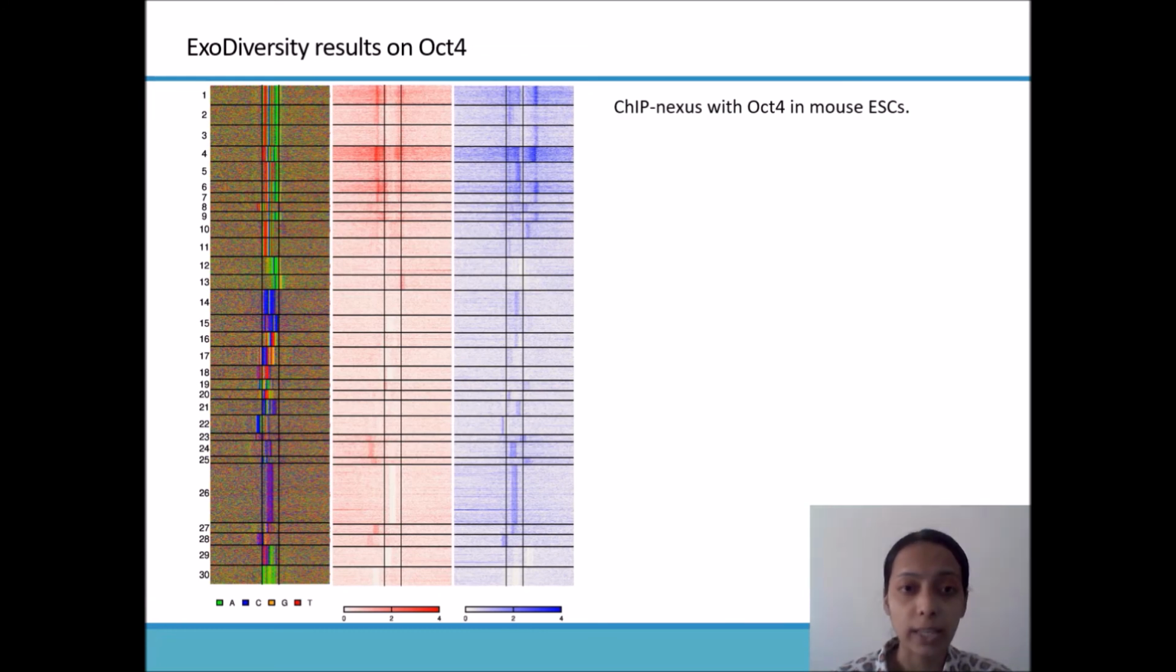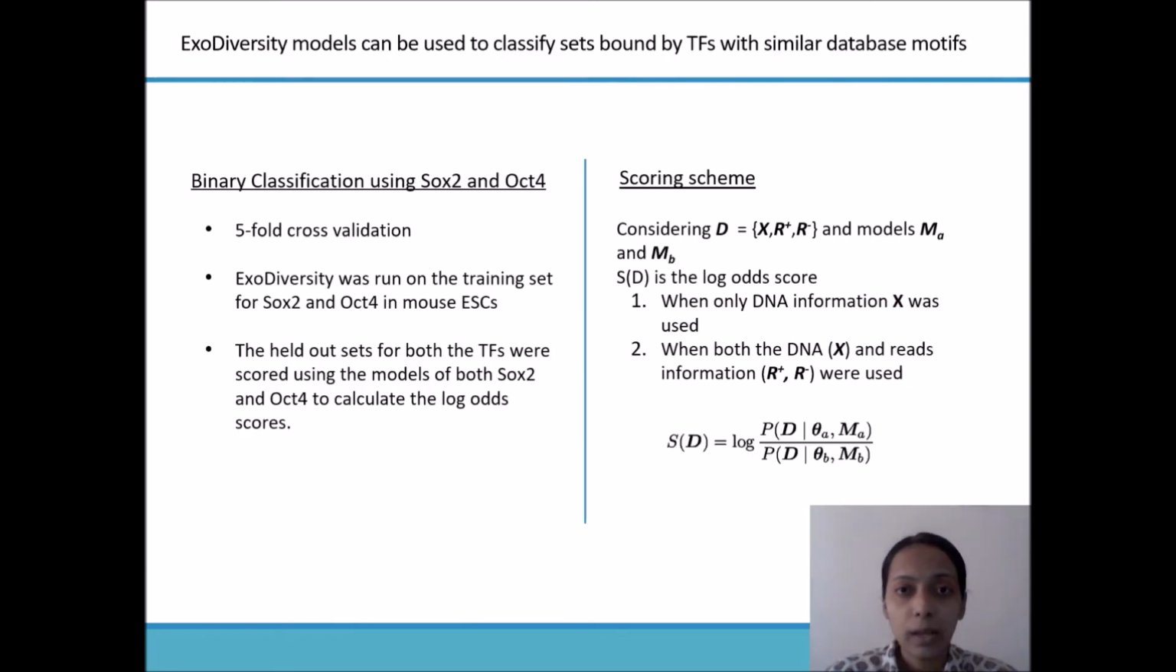We also ran Exodiversity on the OCT4 dataset. It discovers 30 modes, out of which many are variations of the OCT4-SOX2 heterodimer again. We were curious to see Exodiversity finding a large number of modes in both the SOX2 and the OCT4 datasets.